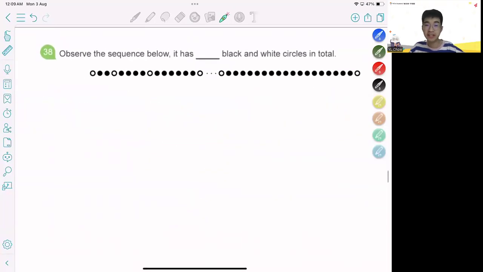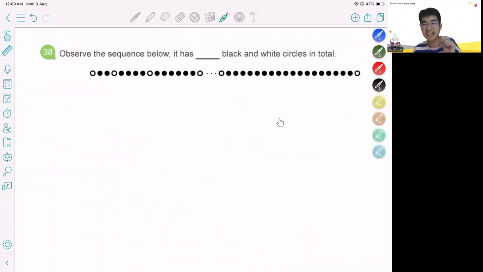Okay, now let's take a look at the next question. This is question 38, right? It has a very simple question statement. Observe the sequence below. It has how many black and white circles in total? Now, this is actually a question that has multiple knowledge points together. We have figure and number patterns. We have perhaps arithmetic sequence. And believe it or not, there's actually interval problems, okay?